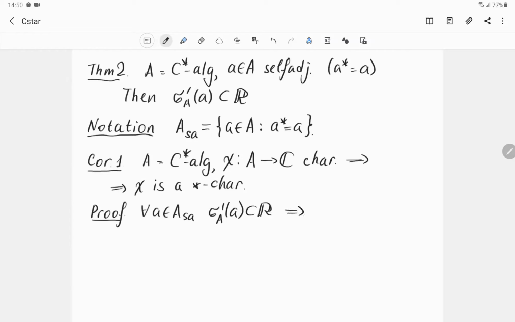This implies that the spectrum of its image, and here we calculate the spectrum with respect to the complex numbers, is also real. Well, indeed, we know that a unital homomorphism between unital algebras doesn't increase the spectrum. Here we don't assume that A is unital, but we know that the unitization of a C-star algebra is also a C-star algebra. So we can extend chi to the unitization of A, and the result will be a unital character of the unitization. And it doesn't increase the spectrum. So since the spectrum of a is real, it follows that the spectrum of chi of a is also real. But this means precisely that chi of a is a real number. So we see that chi takes self-adjoint elements to real numbers.